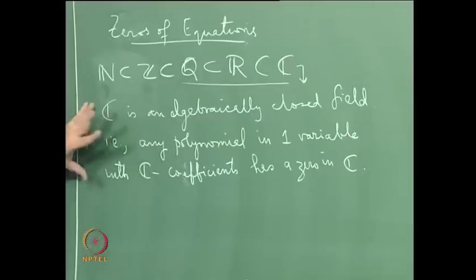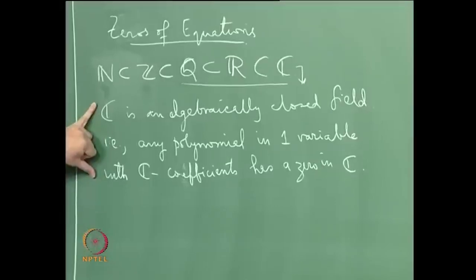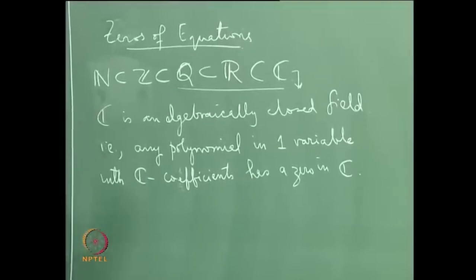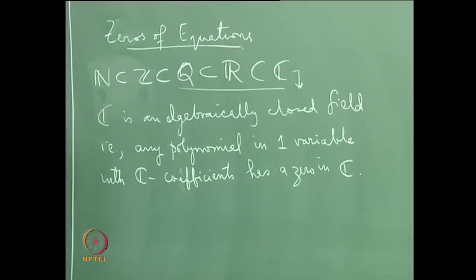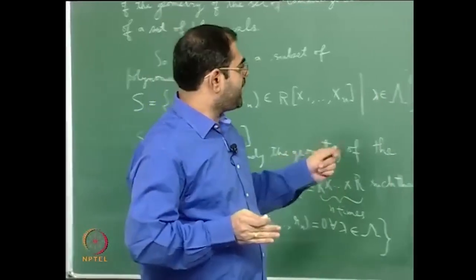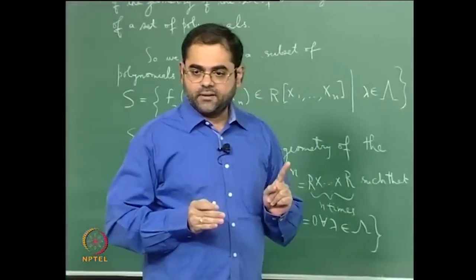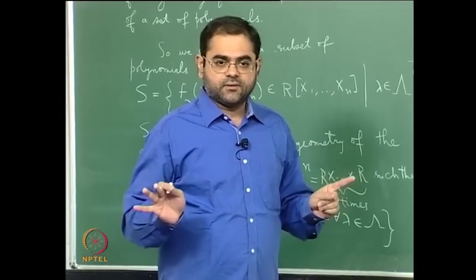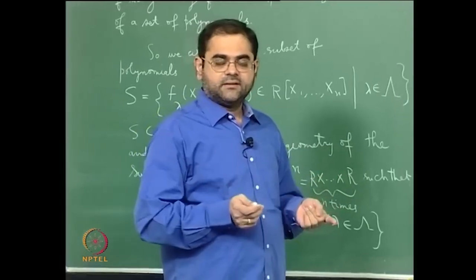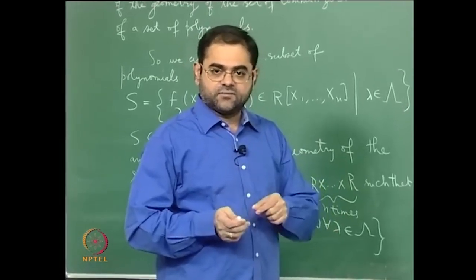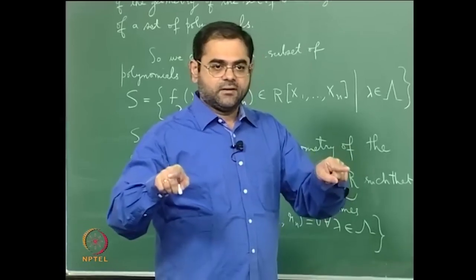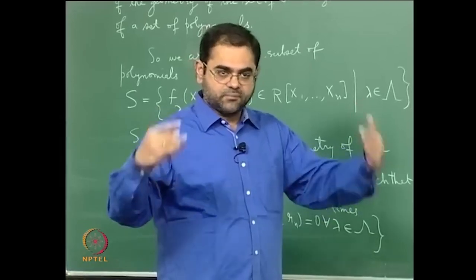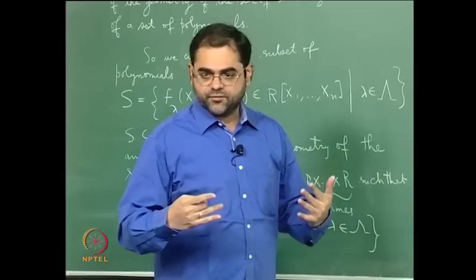And this is the property of the field of complex numbers which makes it algebraically closed. And in general this is the definition of what an algebraically closed field is. An algebraically closed field is a field such that you take any single polynomial in one variable over that field, then all its zeros are in that field. That means that you can find all the zeros in the field itself, you do not have to extend the field, you do not have to extend your number system to something bigger where you will get the zeros, okay.